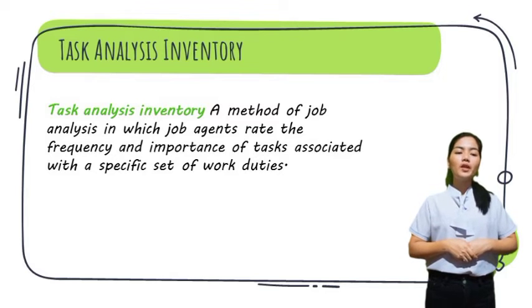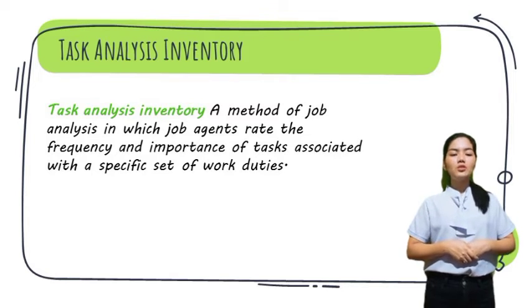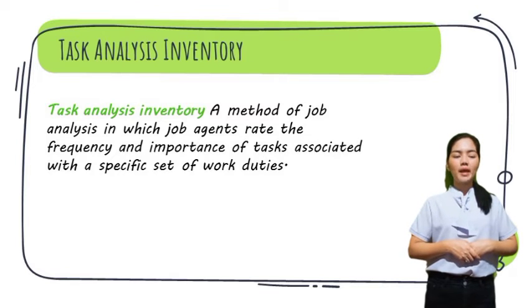Ratings for frequency of performing the task range from never performed to performed most of the time. Ratings might also be made for time spent on the task. However, ratings of frequency and time spent essentially measure the same thing. Ratings for task importance usually range from not important to extremely important.